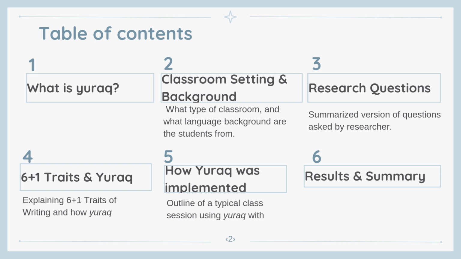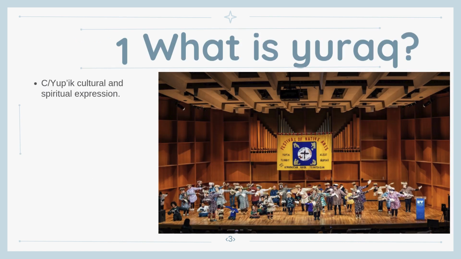So a quick overview of what we'll be covering. First, we'll go over what is Yuraq. After that, we'll go into the classroom setting that Dr. Sampson was teaching in, what language backgrounds the students were coming from. We'll go over the summarized versions of the questions asked by Dr. Sampson, and then after that, explaining what 6+1 traits of writing is and how Yuraq factors into this. She mentioned 6+1 quite a bit, so we'll go over what that is. Lastly, how Yuraq was implemented in the classroom, and then showing an example song with the results and summary after.